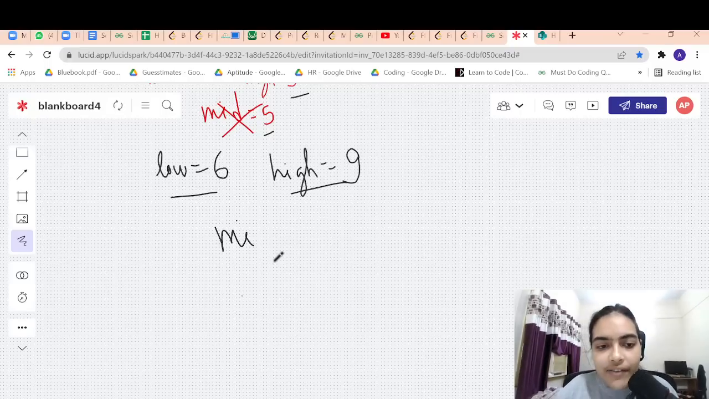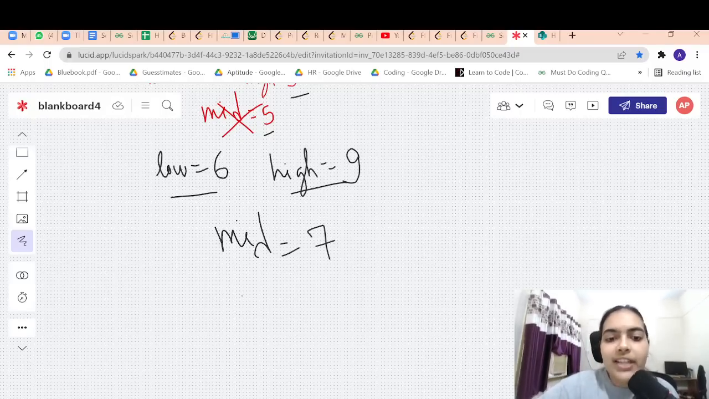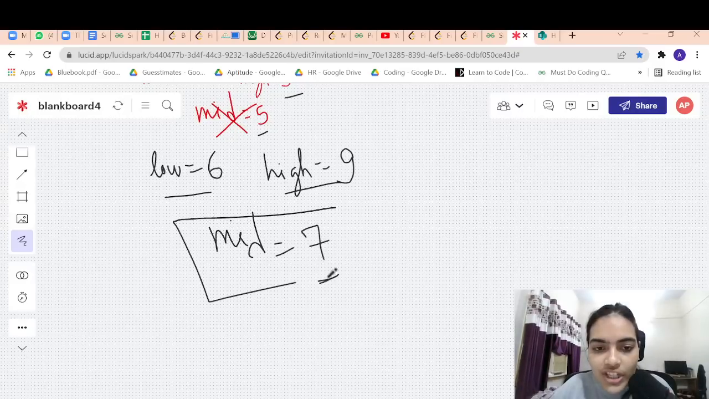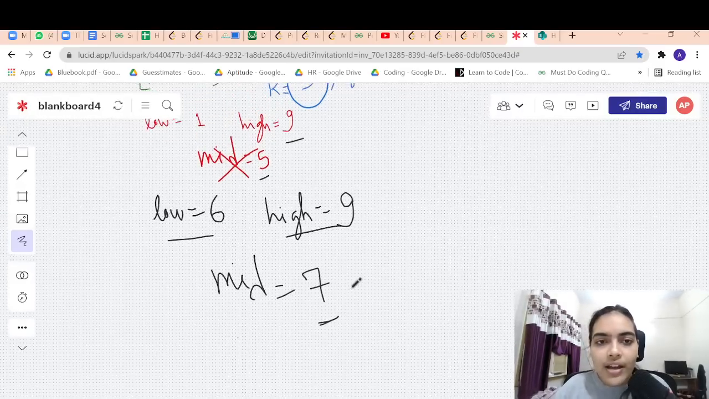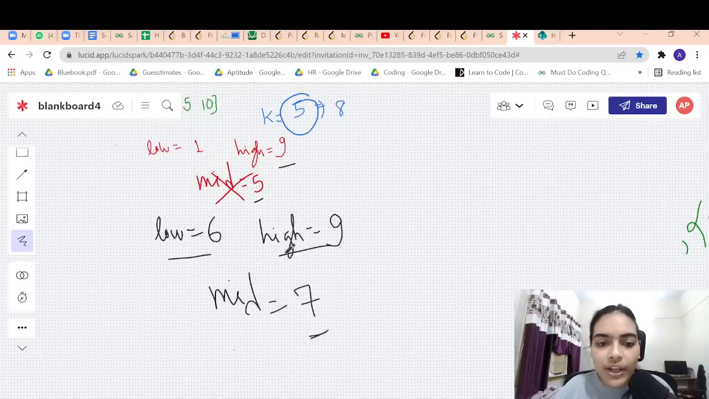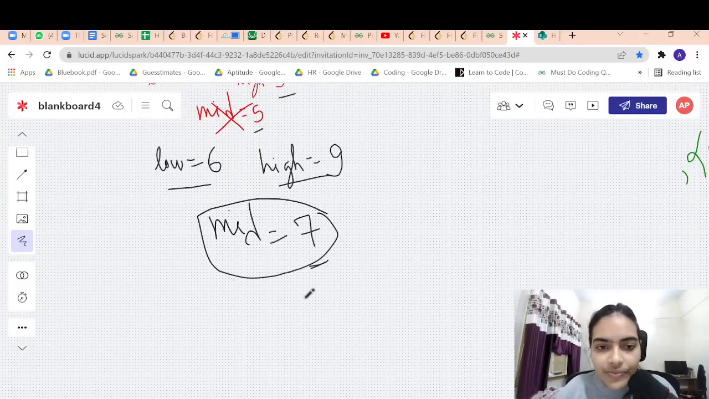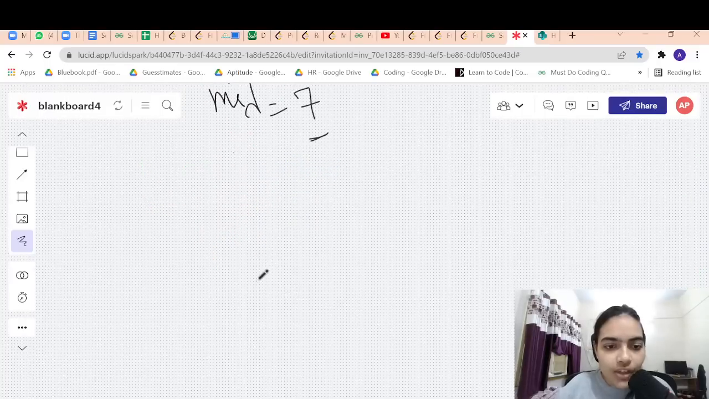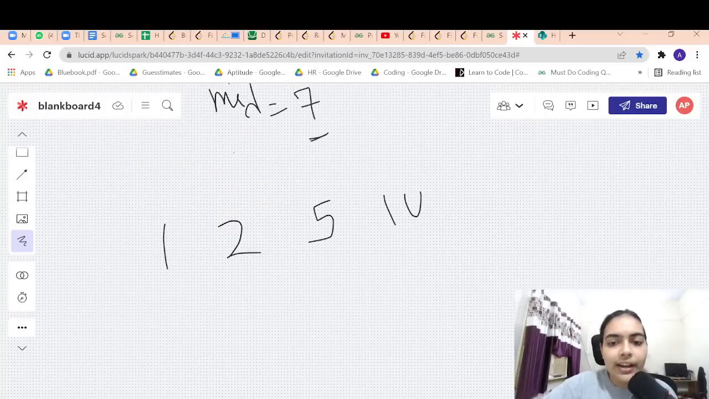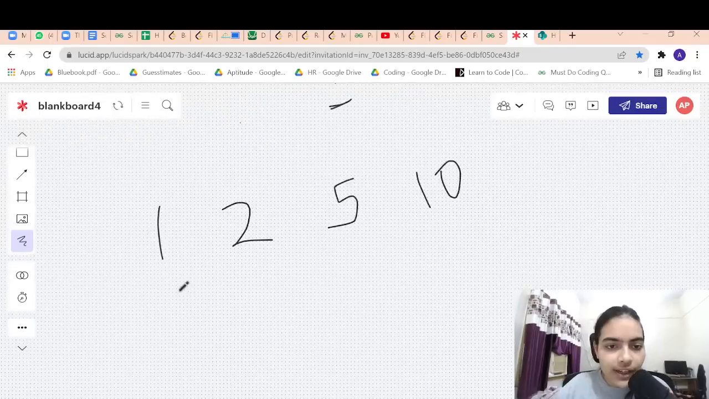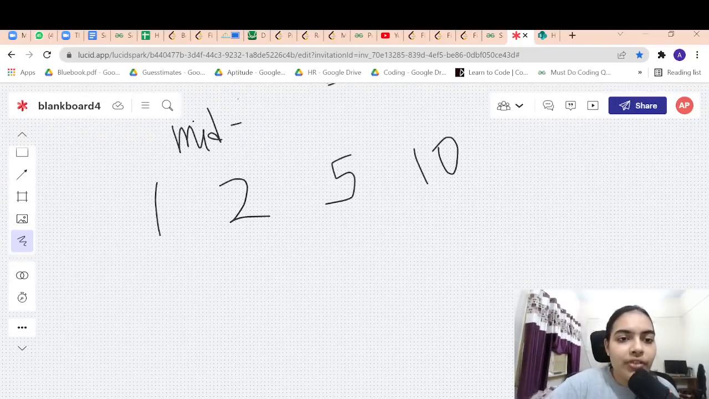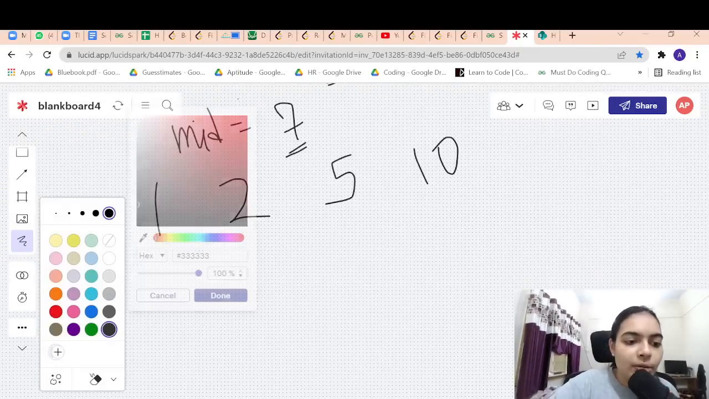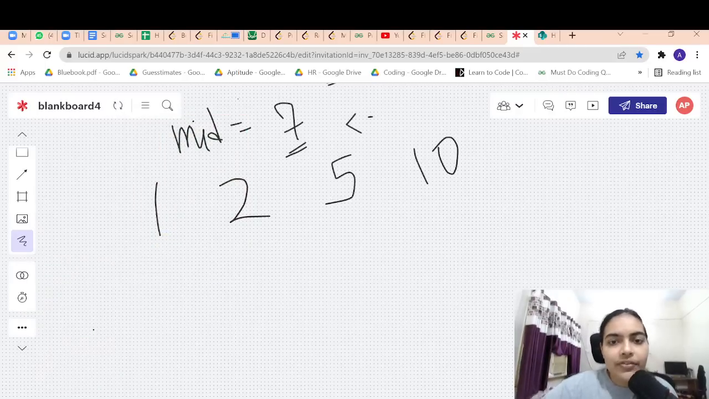With mid value as 7, let's try to find how many pairs we can find. We are trying to check with 7 how many pairs give an absolute difference less than equal to 7. If we are able to find 5 pairs, then that can be a candidate for the answer. Now let's quickly do this. We have 1 2 5 10. We are looking for 7. How many pairs have difference less than equal to 7? We are going to check for that.